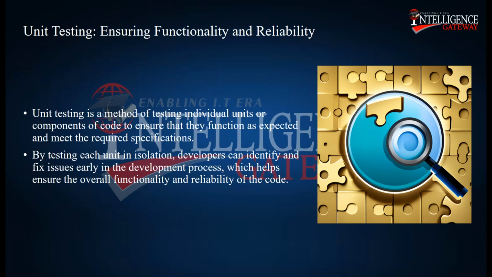Unit testing, ensuring functionality and reliability. Unit testing is a method of testing individual units or components of code to ensure that they function as expected and meet the required specifications. By testing each unit in isolation, developers can identify and fix issues early in the development process, which helps ensure the overall functionality and reliability of the code.